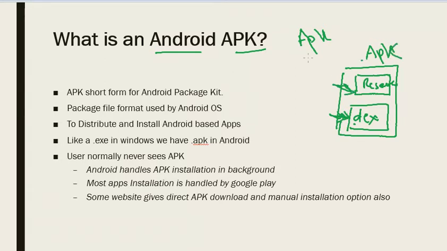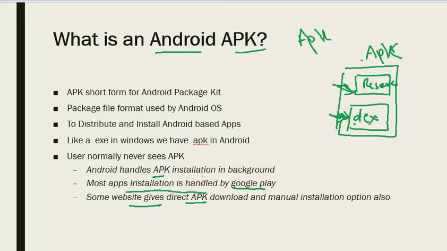So if you create your own app using Android Studio and you want to test it, of course you will have to install this APK file on your Android device. In the same way, some websites also offer APK downloads. You can just go and download an APK file and then manually install it. But normally, whenever you want to install an app on an Android device, you simply go to the Google Play Store and click on install, and the APK installation is handled by Google Play.